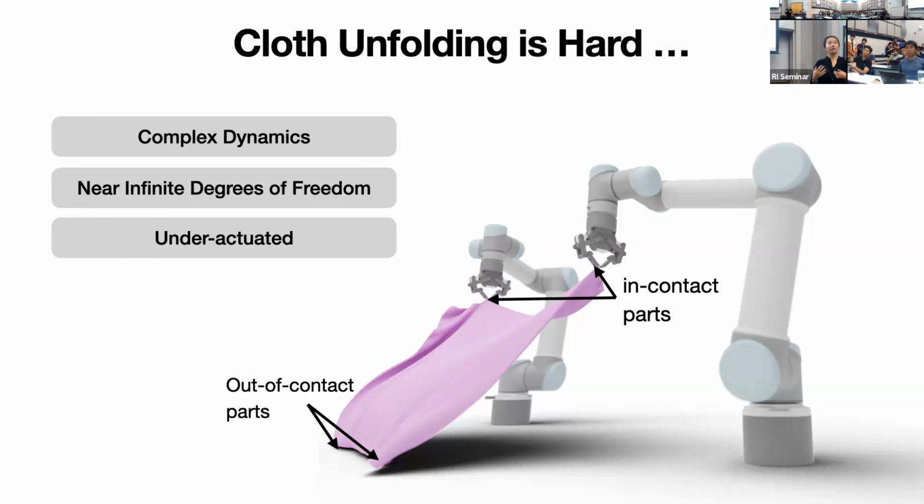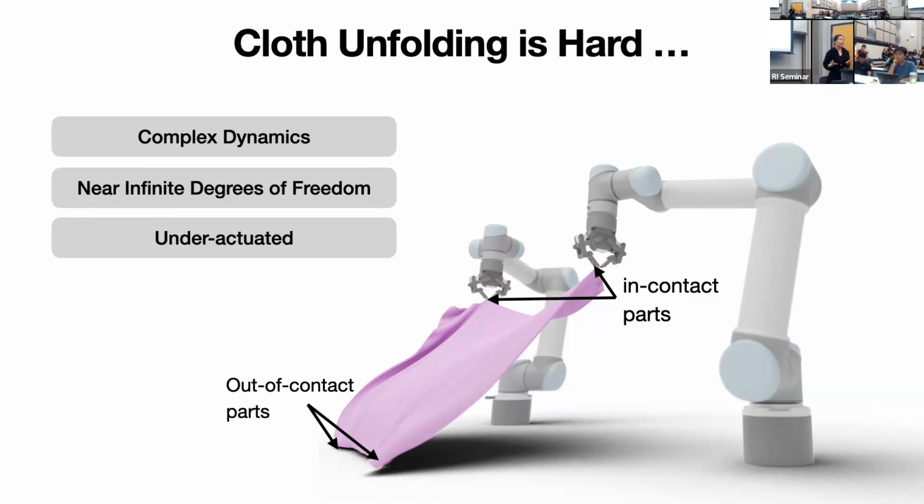And what makes things even worse is that among all these possible degrees of freedom, the robot only has direct control of a small number of them. For example, when the robot is holding up this piece of cloth, all it can directly control is a small region around the gripper, which is in contact. However, the rest of the cloth is just hanging there, and the robot does not have direct control over those out-of-contact parts. So in other words, whenever you have a piece of fabric in the system, you're dealing with a highly under-actuated system. So that is another challenge.